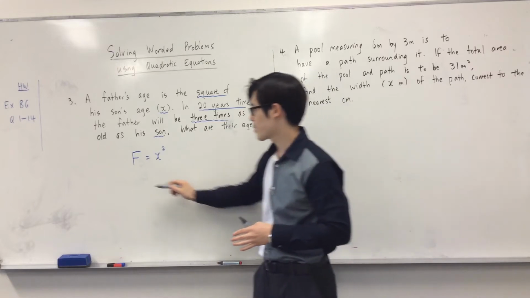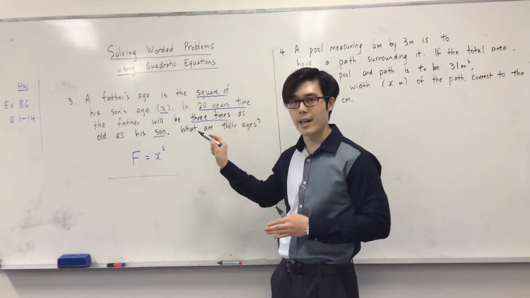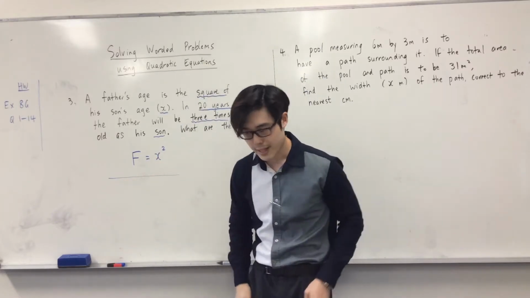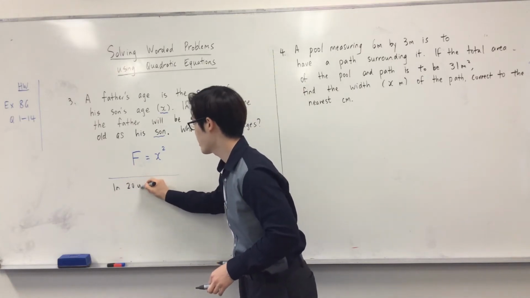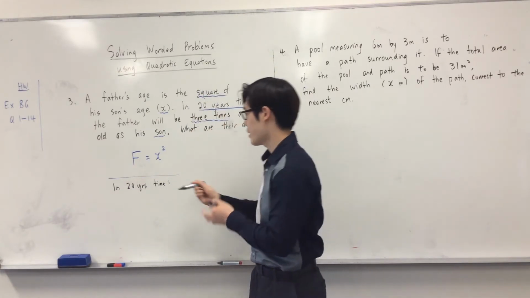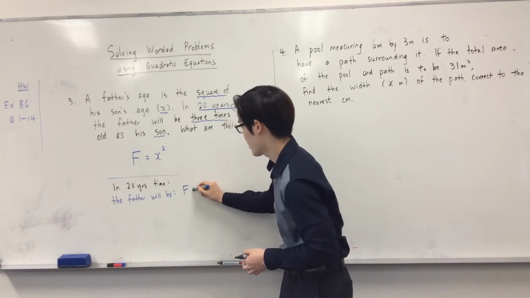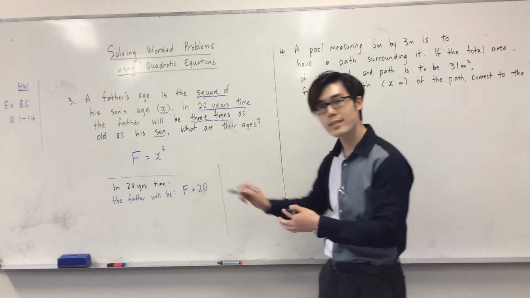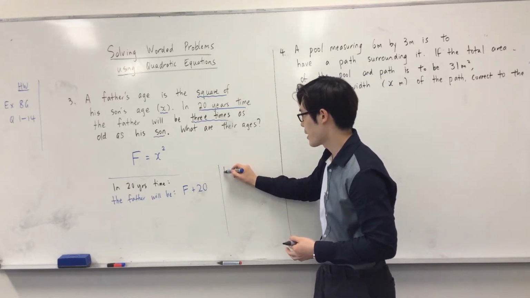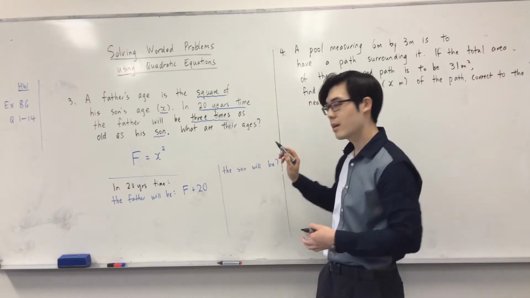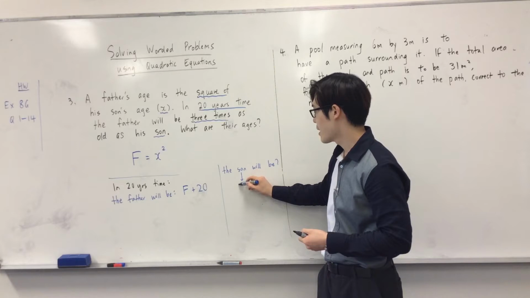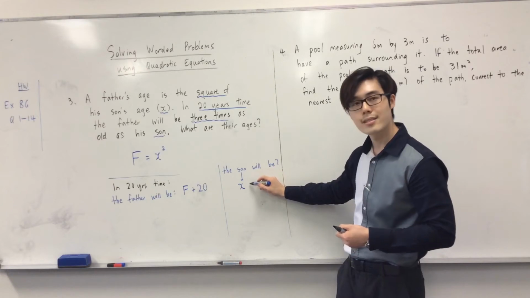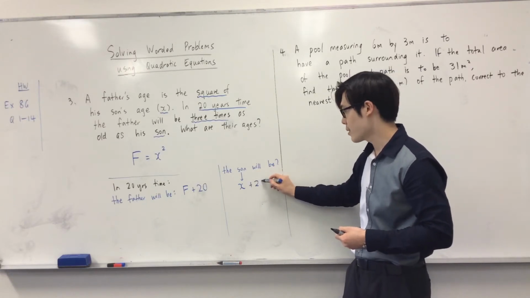Okay, let's just stop there. In 20 years' time, how old will the father be in terms of F? Write this. In 20 years' time, the father will be F plus 20 years old. Yes? Now, in 20 years' time, how old will the son be? Now, the son we know is X years old, as given here. But in 20 years' time, the son will be X plus 20 years old.